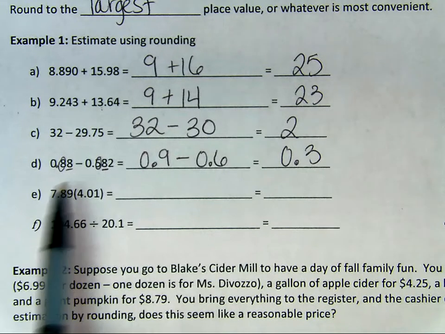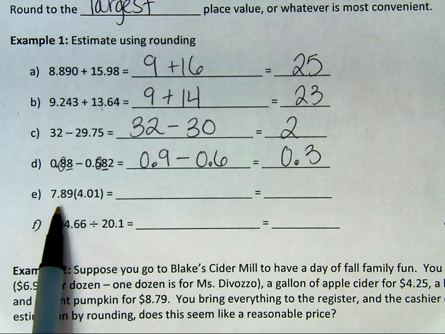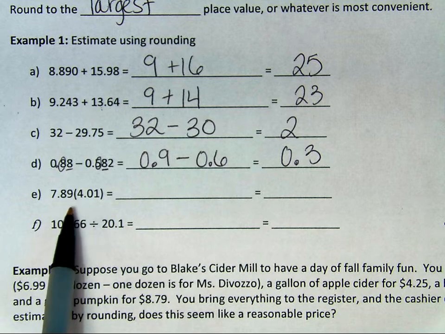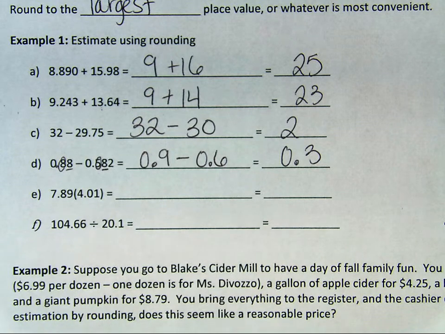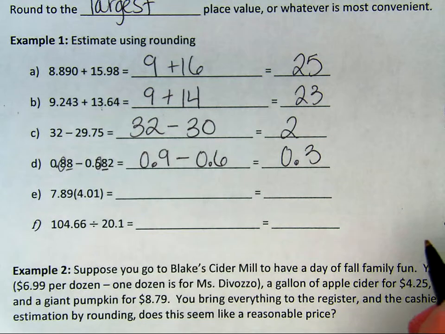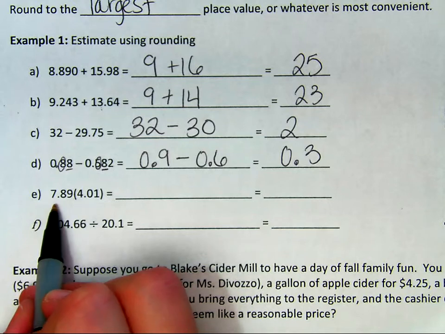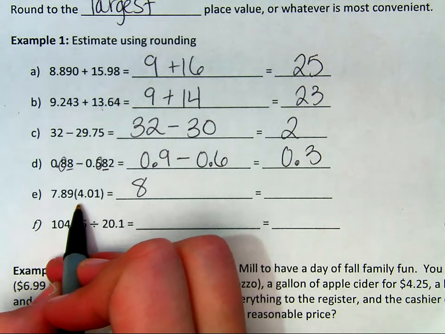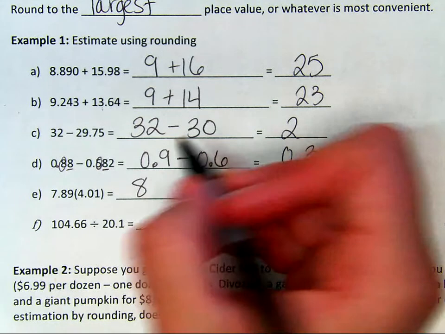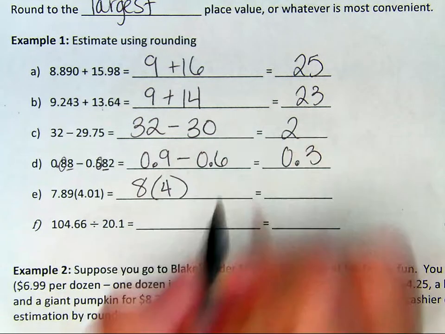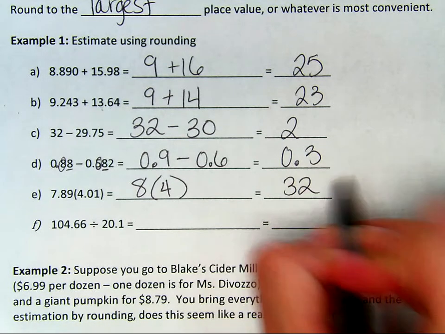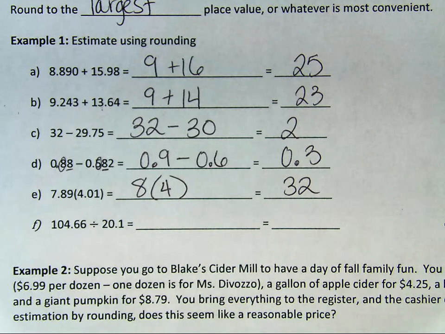Next, I'm going to work with a product. So I'm multiplying these two decimal numbers together. I'm going to round before I do it, because this might be a little tricky to do in your head. So I'm going to round these both to the nearest whole number. 7.89 would round to an 8. 4.01, or 4 and 1 hundredth, is pretty close to 4, so I'll round it to 4. So 8 times 4 gives me 32, and that's a pretty good estimation.